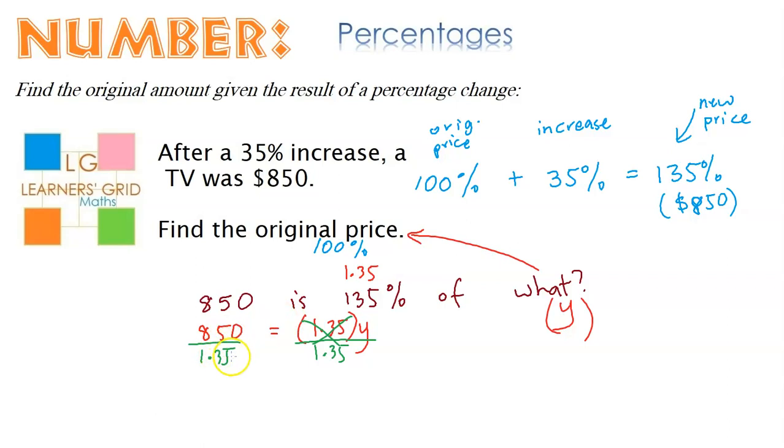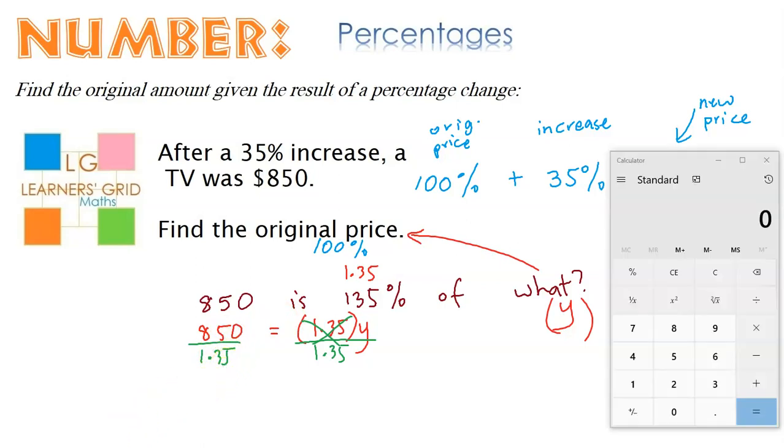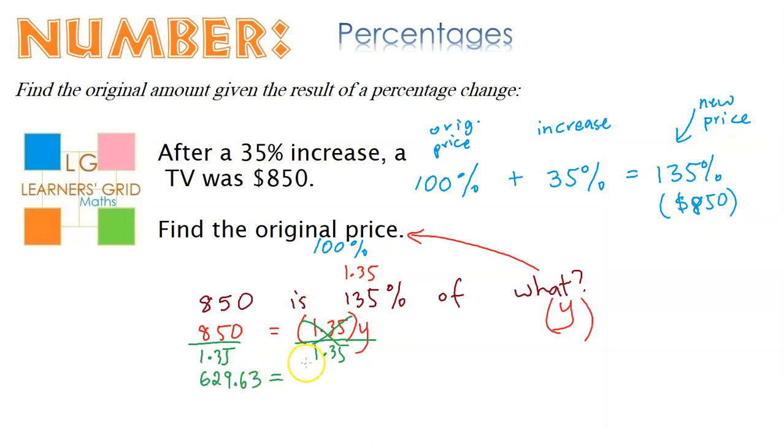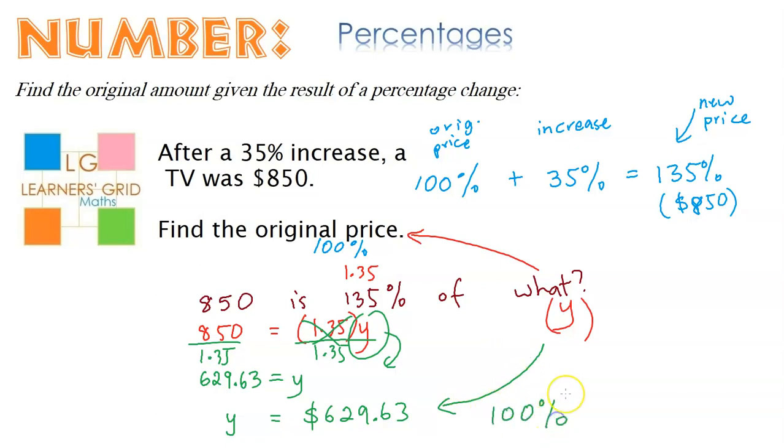This now says 850 divided by 1.35, and that's a job for our calculator. 850 divided by 1.35, and we're left with 629.62. I'll round it to 2 decimal places, so 629.63. So that goes on the left and on the right. We're left with this y, so bring the y down like this. So the answer is y equals $629.63. So that is the y, that is the 100%.